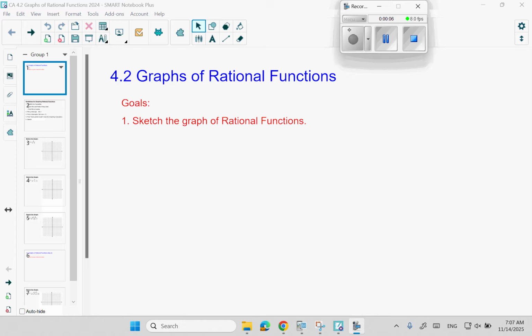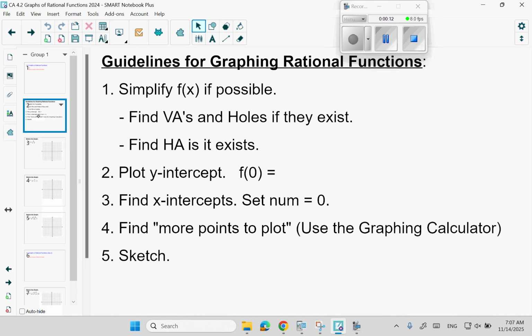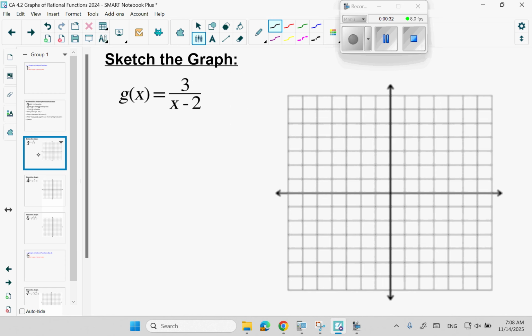So in 4.1, we talked a lot about rational functions and how they work, and we focused a lot on vertical asymptotes, holes, and horizontal asymptotes, which thankfully is kind of what we're going to have to focus on today as well. We also then want to find some extra points to plot, typically using our graphing utility. So looking at this first one, we have 3 over x minus 2.